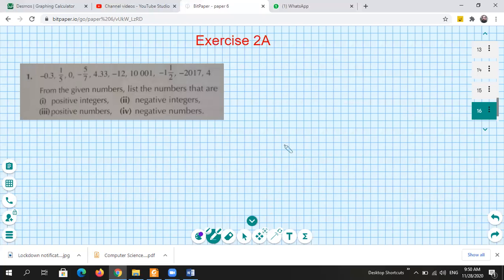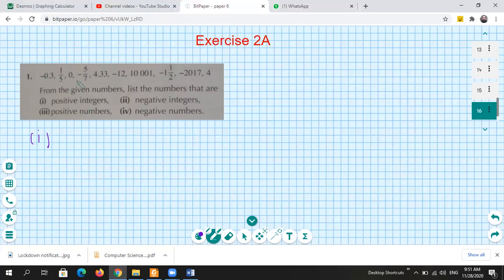So we'll apply this concept in exercise 2A, question number 1 of your D1 book. So the question number 1 is, from the given numbers, as you can see the numbers above, list the numbers that are positive integers. So we start from the beginning. -0.3 is not a positive integer because this is a decimal number. 1/5 is a fraction, so it cannot be an integer. 0 is neither positive nor negative because it is the middle between the positive and negative numbers.